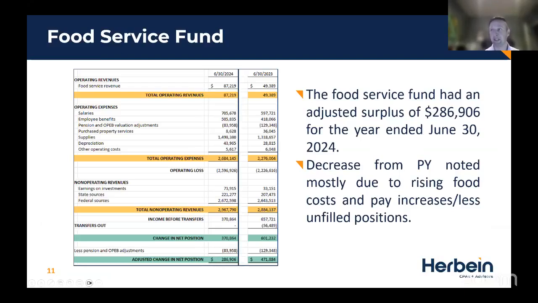So still a substantial increase, but a little less than the prior year's adjusted increase of $471,000. And the main component of that was just the general rising food and supply costs during the 23-24 year, as well as some pay increases and fewer unfilled positions within the food service.